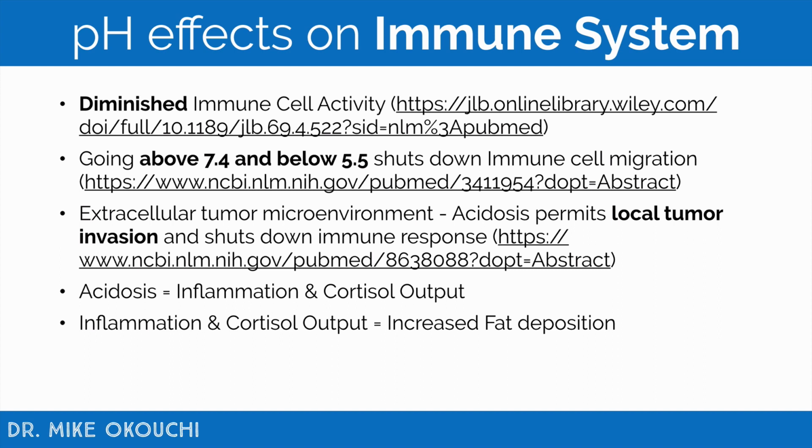Well, what are the effects of pH on the immune system? A lot of these studies show that when you shift the pH, okay, out of that physiological range, you get diminished immune cell activity. Okay, so you go into an acidic state, you can even go into an alkalosis. That'll shut down the immune cell migration. Well, what does that mean? Well, if your immune cells, which are the police of your body, are on vacation, you get pathogenic things that will proliferate, right? The criminals will now run the town.